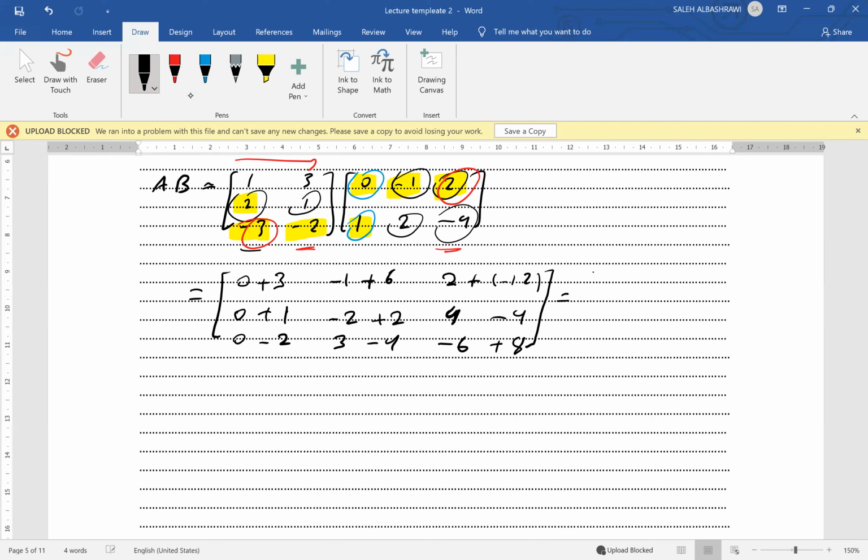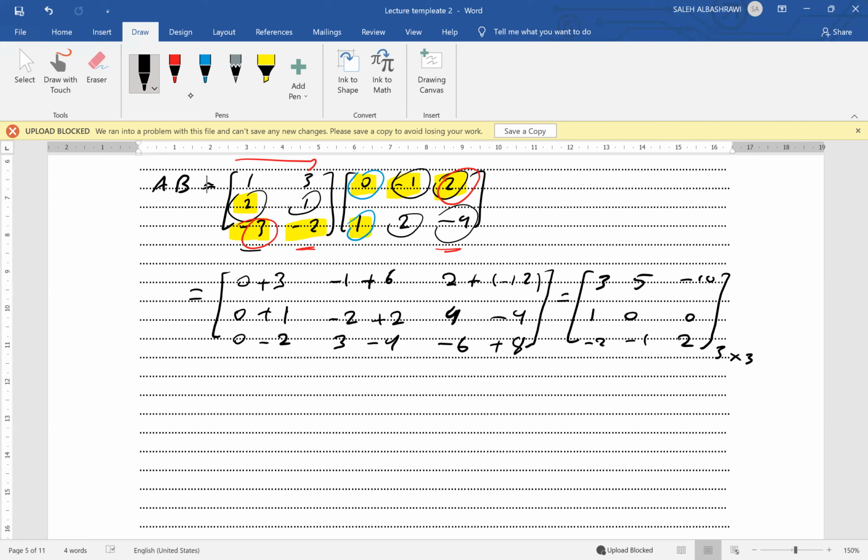This will give me the matrix 3, 5, 2 with minus 12 is minus 10. Down, the second row is 1 and 0, and 0 again. We have minus 2, minus 1, and 2. So this is a 3 by 3 matrix. So this is A times B. So we found the product of two matrices A multiplied by B.